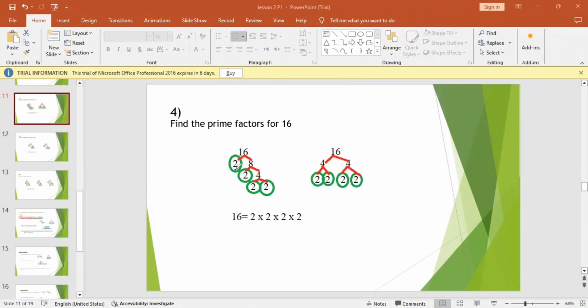Can I get it in another method? Yes. 16, I can get it by multiplying 4 by 4. And 4 is 2 times 2, and this 4 is 2 times 2. All numbers are prime numbers.